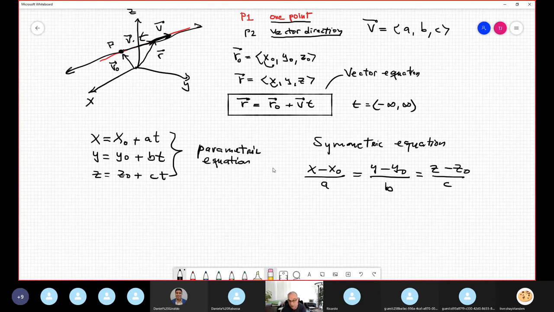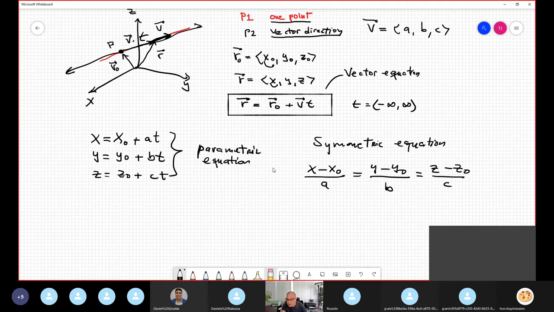Okay, actually you say, well, professor, this is not one equation, it's three equations, no? Well, actually it's not three, it's two equations, no? Because you ignore, for example, the last one, and this is one equation. Oh no, when you ignore this, we have another equation. Okay, don't worry about this. I promise in the example you see clearly the application for this. Any question about the definition of the line in 3D?